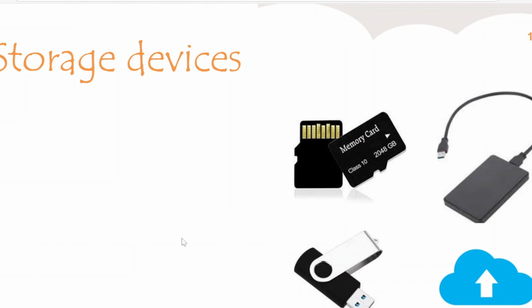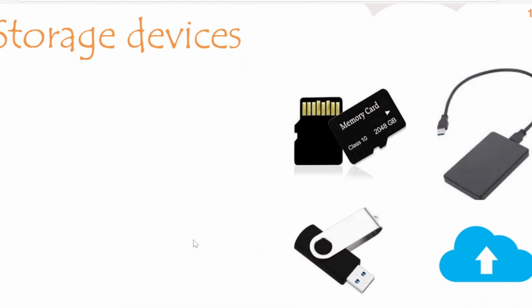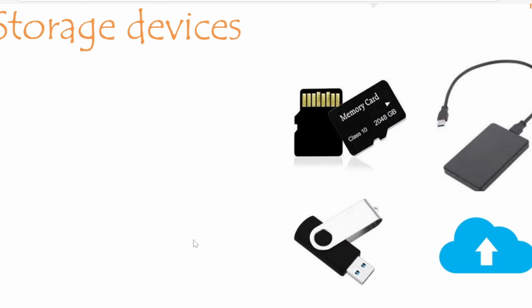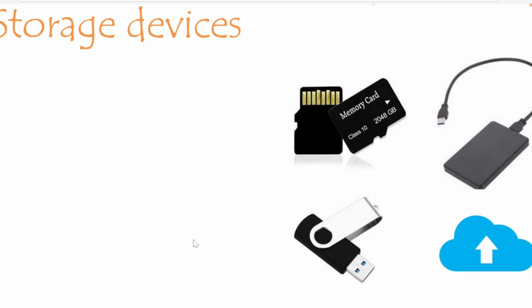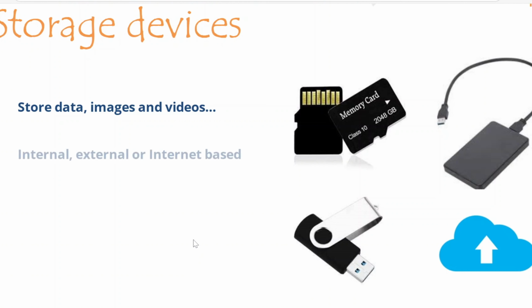You may store your data in other places and in other ways than on the hard drive of your computer. Storage devices can store information such as data, images, videos, and other forms of data files. They are categorized into internal or external devices, or Internet-based storage. Storage devices come in various storage capacities, ranging from a few megabytes to a few terabytes.